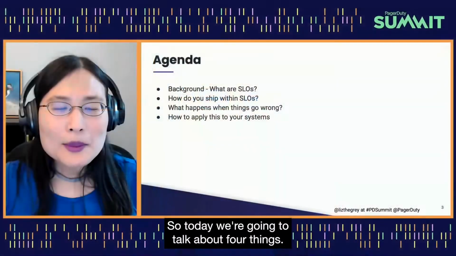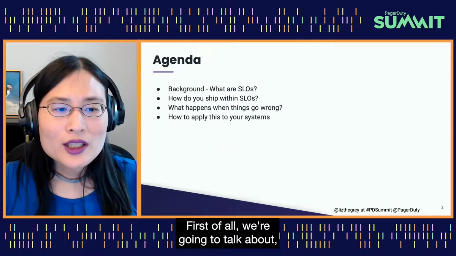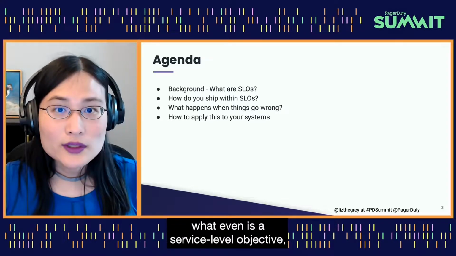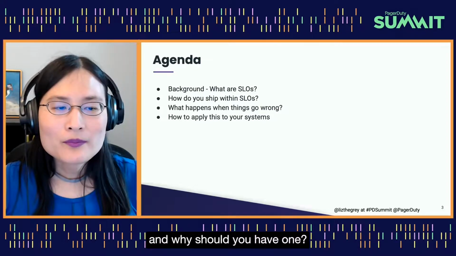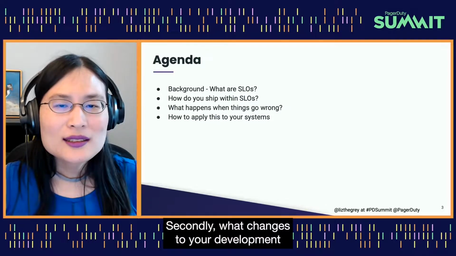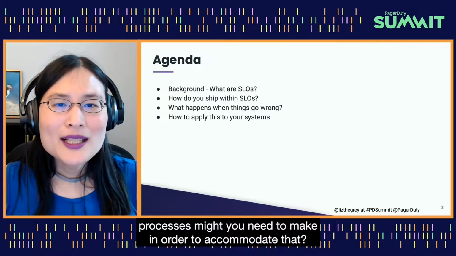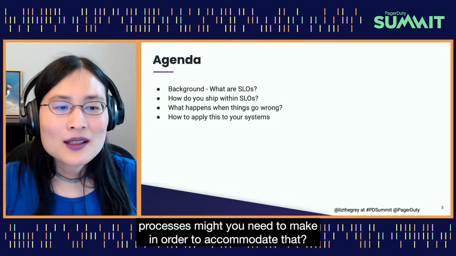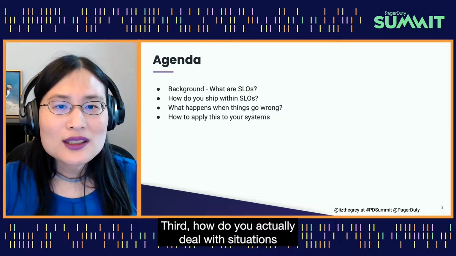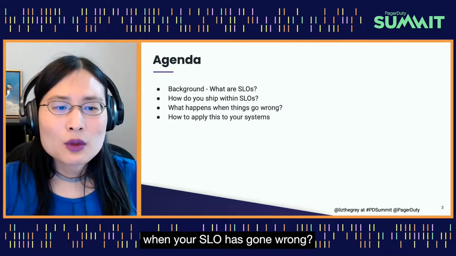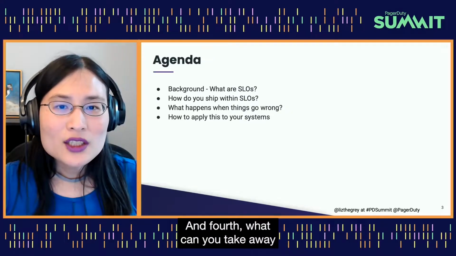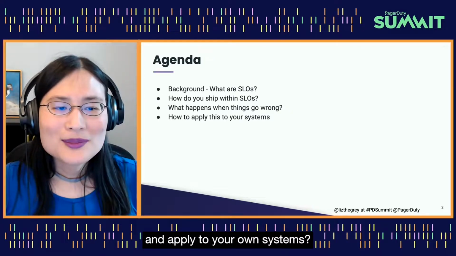So, today we're going to talk about four things. First of all, what even is a service level objective and why should you have one. Secondly, what changes to your development processes might you need to make in order to accommodate that? Third, how do you actually deal with situations when your SLO has gone wrong? And fourth, what can you take away and apply to your own systems?